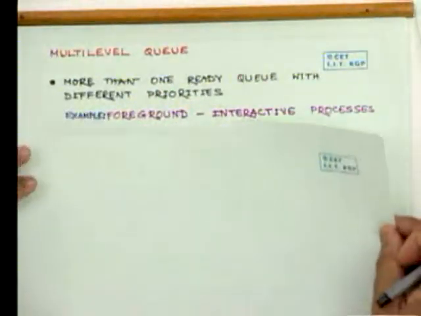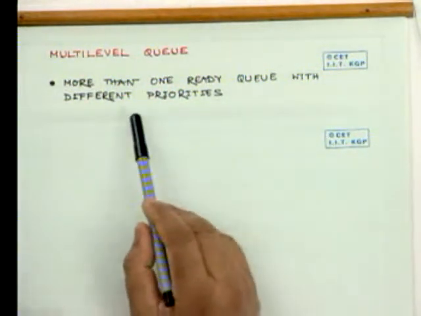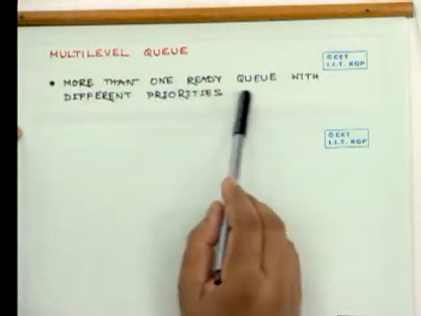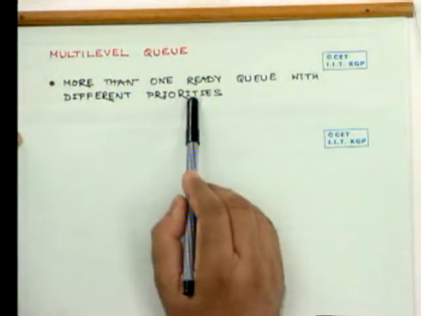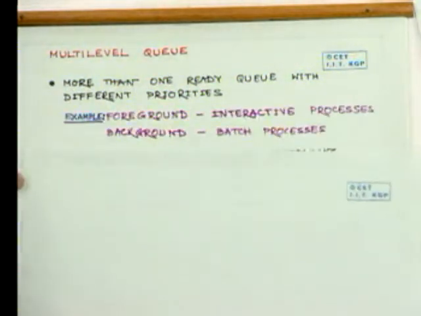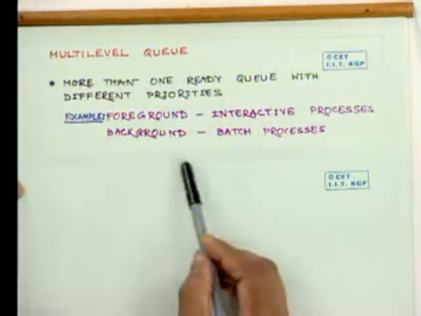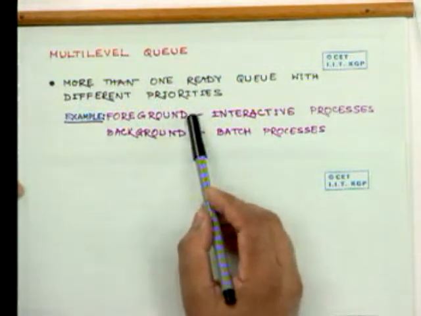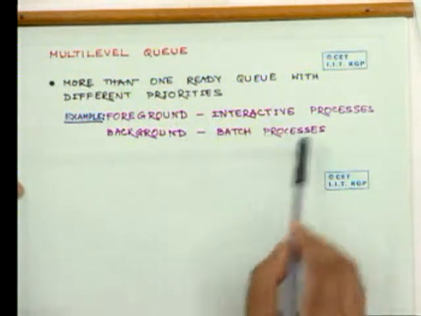Now let us come to the next scheduling algorithm. We call it multi-level queue scheduling. Here we have more than one ready queue with different priorities. An example can be a foreground queue and a background queue. The foreground queue has interactive processes, and the background queue has batch processes.